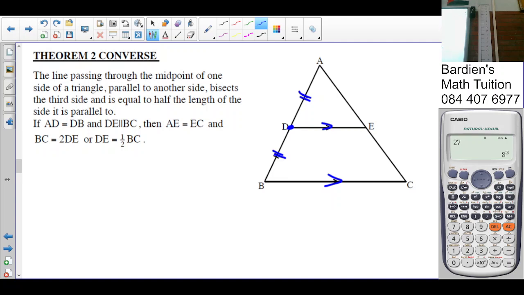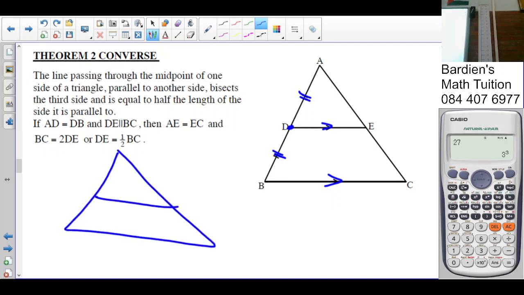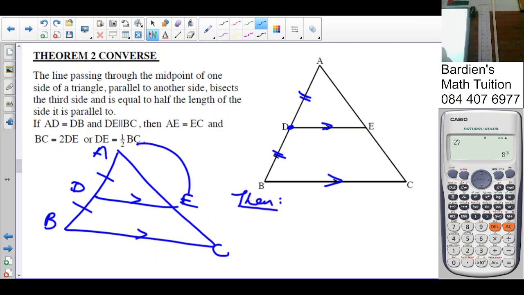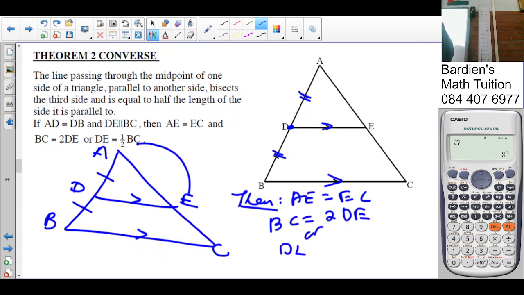So if this is the case, we have triangle ABC, DE. If D was the midpoint of AB, and DE was given parallel to BC, the lines were given parallel, then what can we conclude? Then AE is equal to EC. And BC is going to be double DE, or DE will be half of BC.